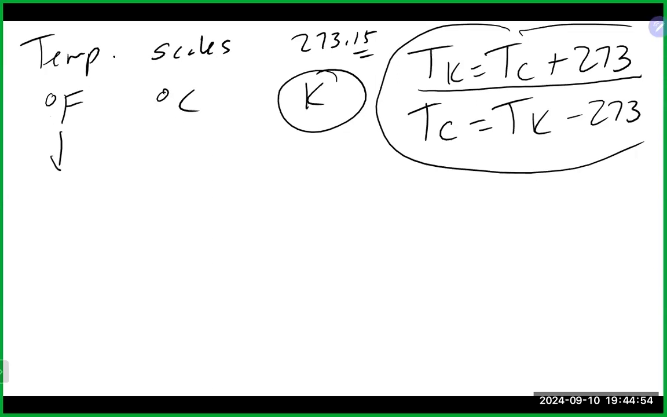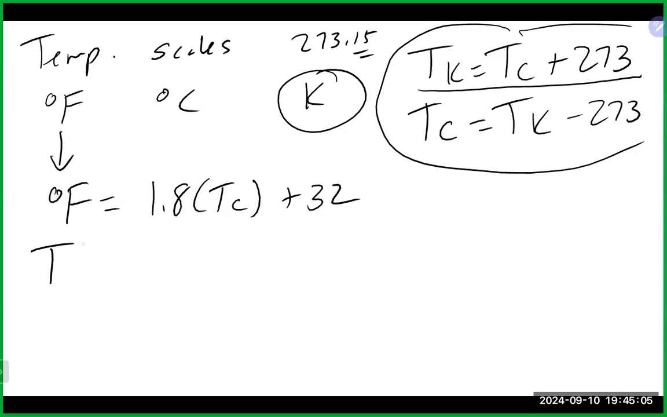For fun's sake here, if we want to get degrees Fahrenheit, that is 1.8 times the temperature in Celsius plus 32. The temperature in Celsius would be the temperature in Fahrenheit minus 32 divided by 1.8. That 1.8, by the way, is 9 over 5, in case you learned it that way, right? You take 9 divided by 5, that is 1.8.